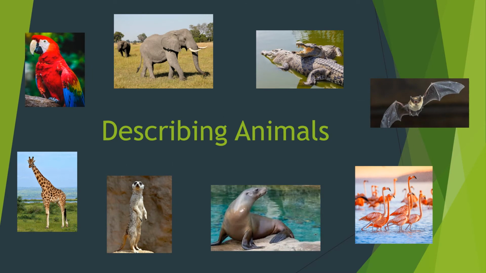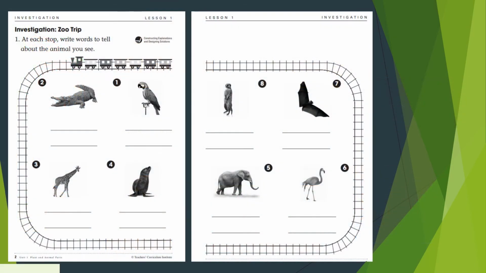Describing animals. Open up your workbook to pages 2 and 3. It looks like this. So open up that workbook. You're going to want to do this along with me telling you about different animals, okay? At the top, it says investigation, zoo trip. At each stop, write words to tell about the animal you see. So we're pretending like we're on a train traveling around the zoo.